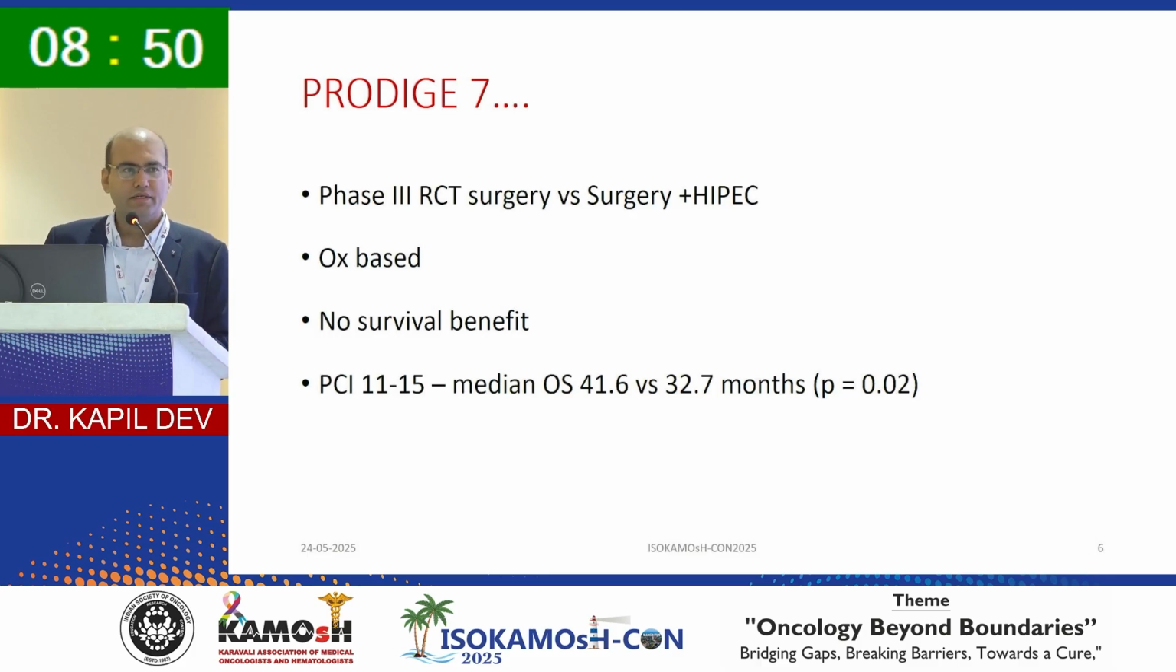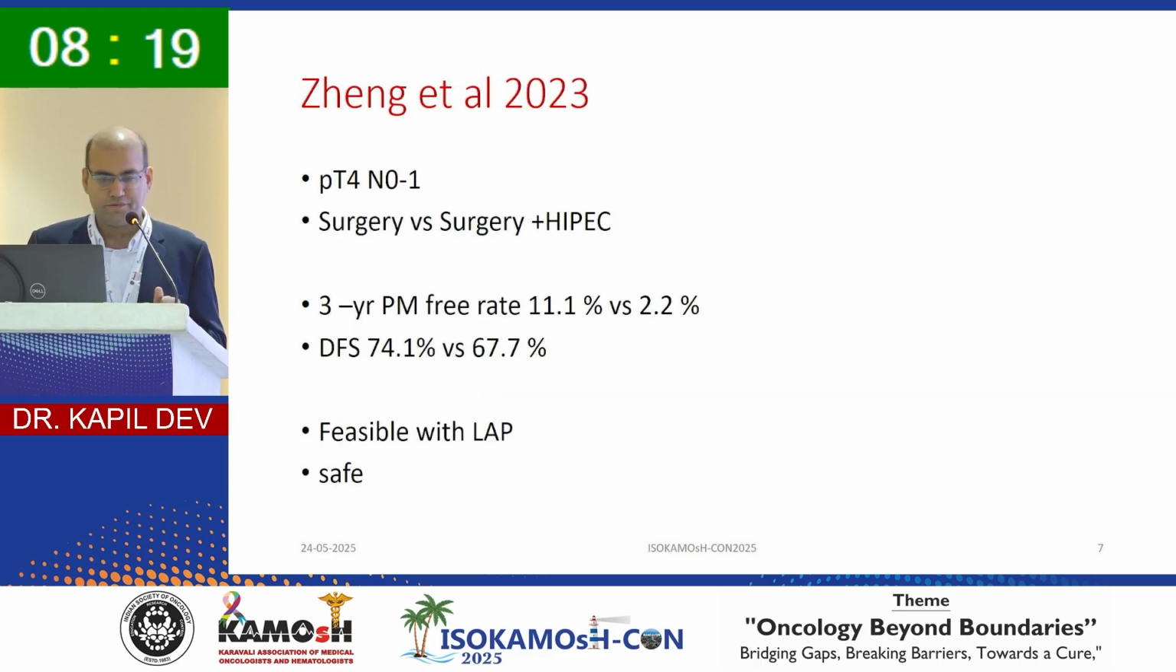Earlier, a phase 3 study, which was oxaliplatin based, did not show any survival advantage with HIPEC compared with standard radical surgery or cytoreductive completion surgery alone. Only a few patients with limited peritoneal disease, PCI approximately 11 to 15, had an overall survival advantage of approximately 10 months with HIPEC.